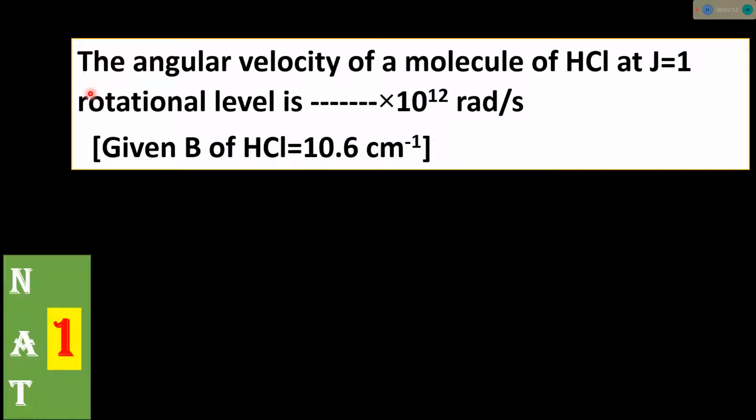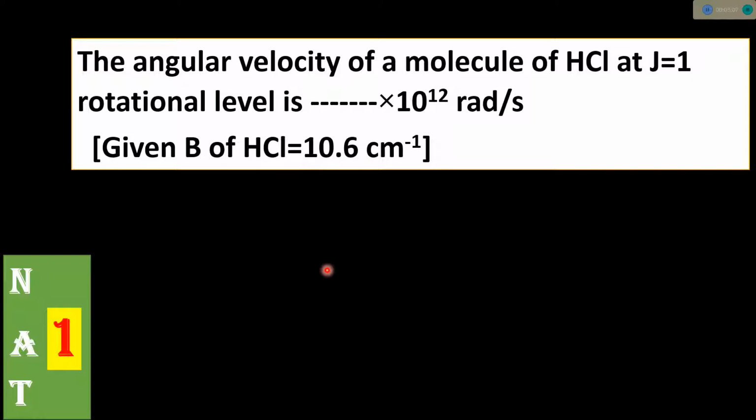Let's see the question. The angular velocity of a molecule of HCl at J equal to 1 rotational level is blank, multiplied by 10 to the power something. So we have to fill this blank space. If we do the right calculations, we will get something into 10 to the 12 rad per second. Also given is B, the rotational constant of HCl, 10.6 centimeter inverse.